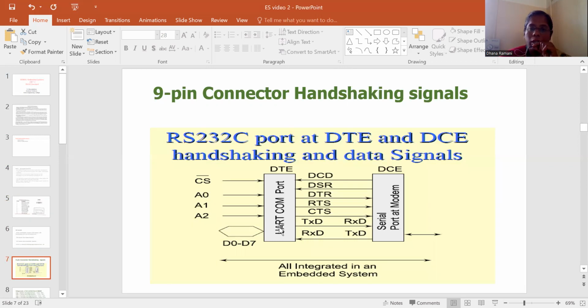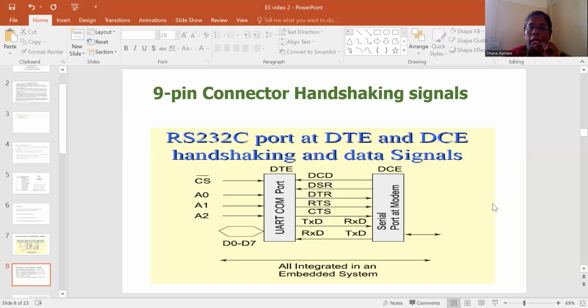This is our UART, which we have in the PC, and this is the external device, the DCE. Data terminal equipment and data communication equipment share data and communicate with the help of these handshaking signals. Here you can see the transmitting pin, and for the other side it is a receiving pin. This one transmits and the other receives, and the same way in the reverse direction. Here we have the data carrier detect pin, DSR for data set ready, DTR for data terminal ready, RTS for request to send, and CTS for clear to send. So this is how it will communicate.